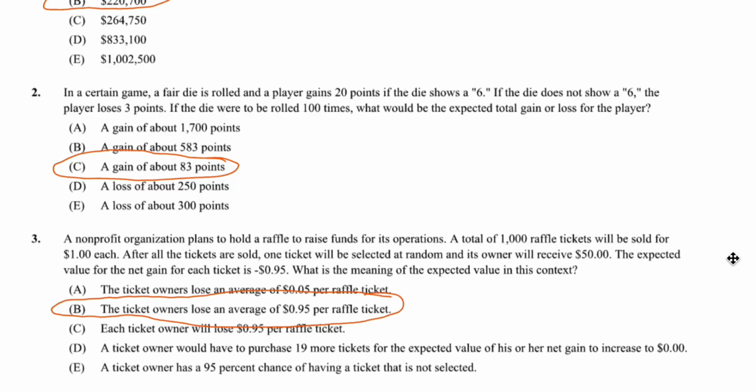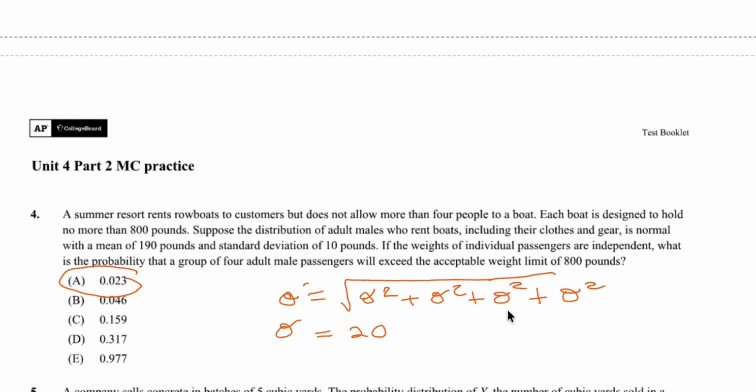Okay, so what the question is talking about is a raffle ticket costs $1. Expected value is negative 0.95. What does that mean? Expected value represents the average outcome over many trials. So this means on average, a person loses 95 cents per ticket. So the correct interpretation is the ticket owners lose an average of $0.95 per ticket. Answer is B. Okay, moving on to question 4.